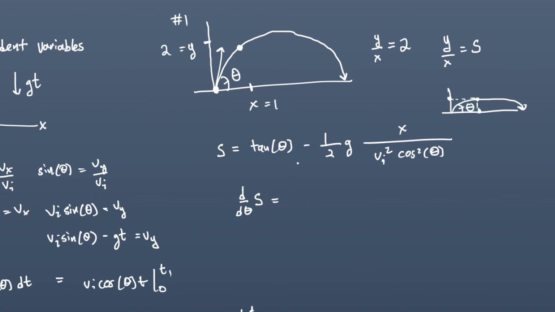Now this is going to require some calculus. So if you haven't had calculus yet, it might be a little bit tricky to follow. But what we get is that the derivative of the tangent of theta is secant squared of theta. And then if we take the derivative of this, we have 1/2 g x over v naught squared. This is all a constant. And then all we have that has theta in it is this 1 over cosine squared theta.